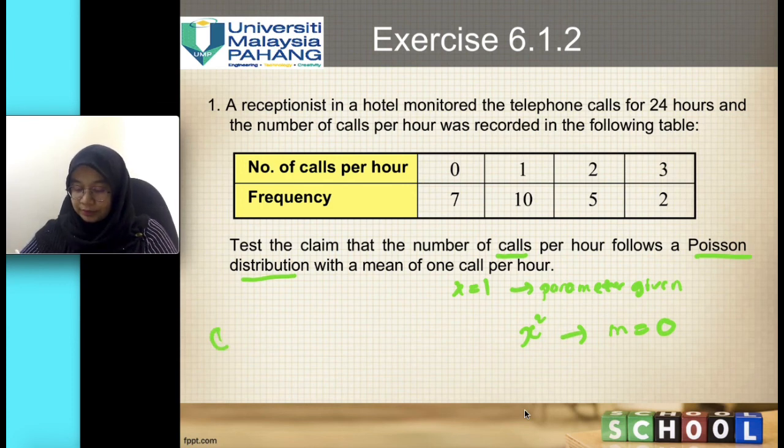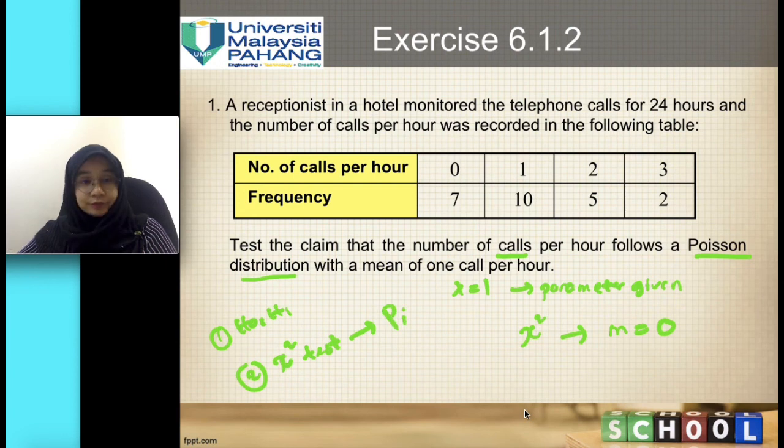Step number 1, the H null and H1. Step number 2, the chi-square test. Okay, the Pi. So Pi will be given. You can look at the file in the Google Classroom, the Pi for 6.1.2.